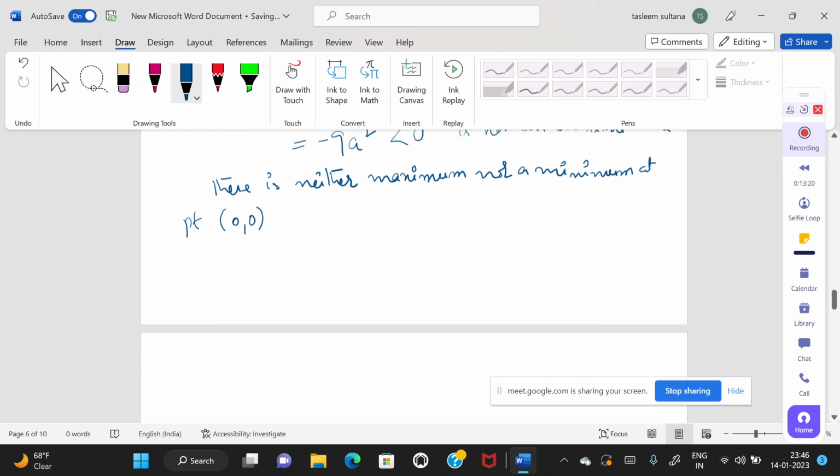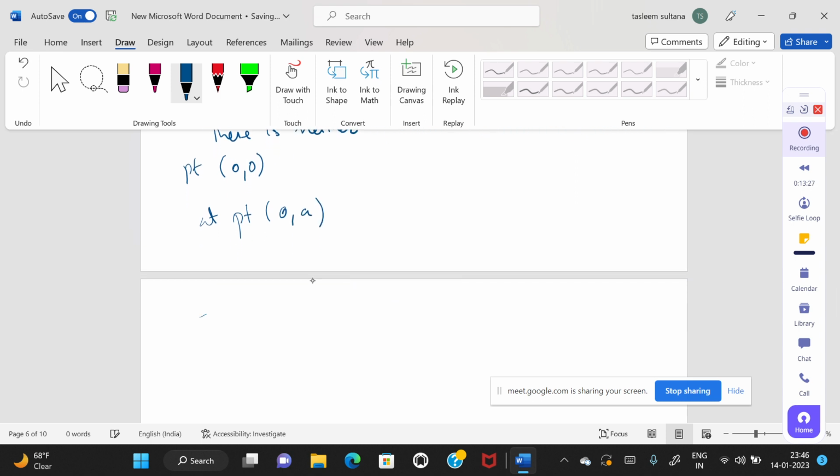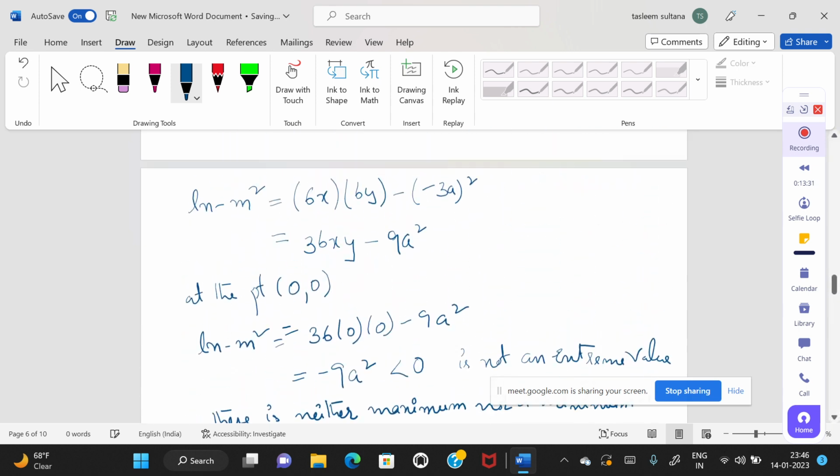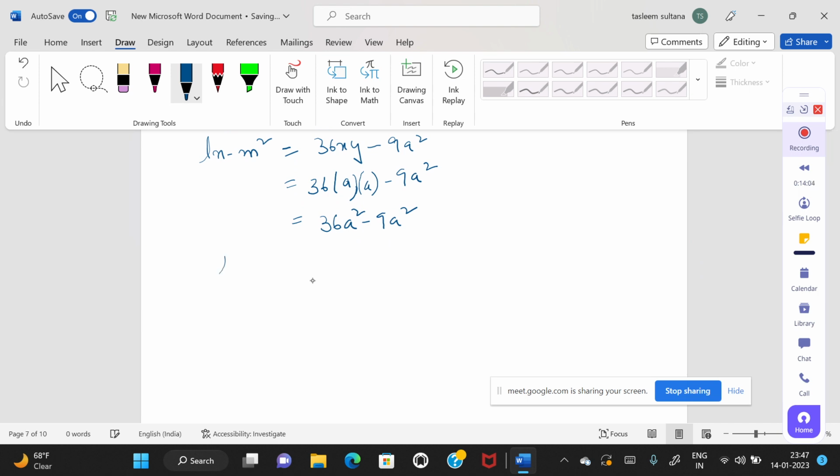Same, we have to substitute in ln − m², where you are at the point (a, a). ln − m² is equal to 36xy − 9a². It's equal to 36 of a into a minus 9a², which is equal to 36a² − 9a². 36 minus 9 is equal to how much? 27. So ln − m² is equal to 27a².